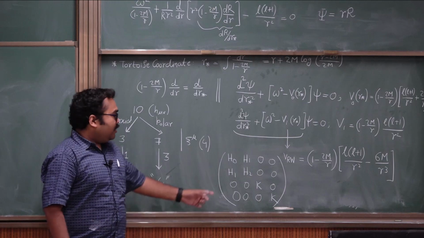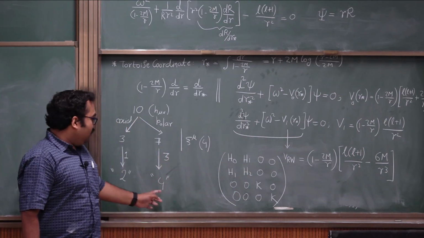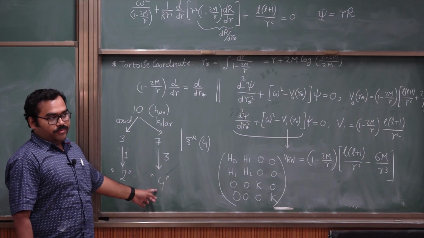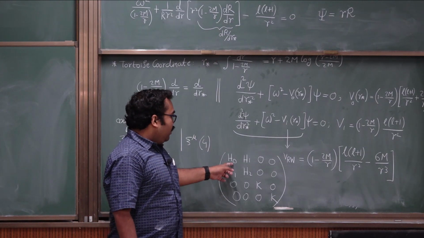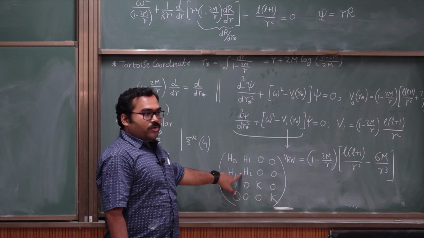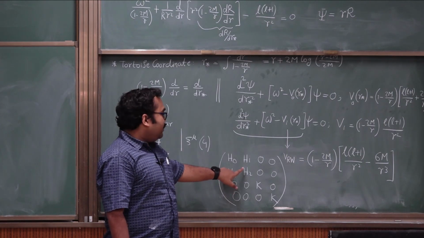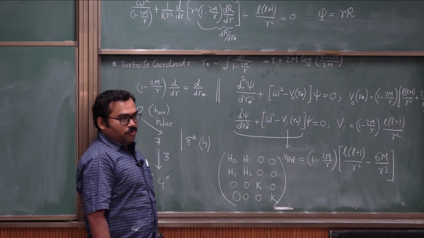So you count the number: H0, H2, H1, K, 4 degrees of freedom, which is exactly the 4 degrees of freedom that you have in the polar sector. Now among them you can show by calculation, I will come back to this in detail, that H0 is the same as H2. So effectively you have 3 unknown constants, 3 unknowns to look for.